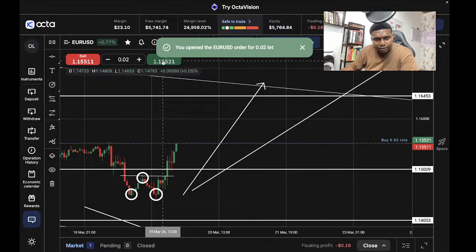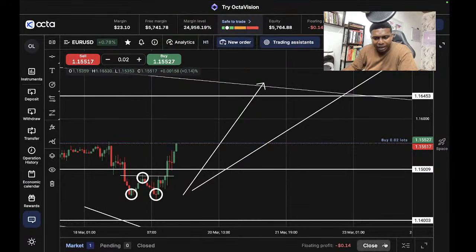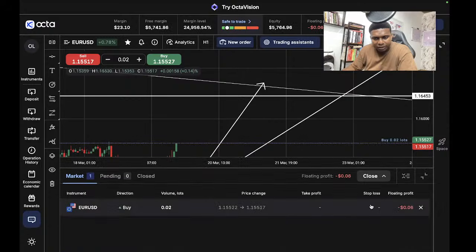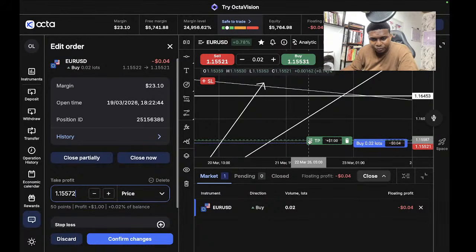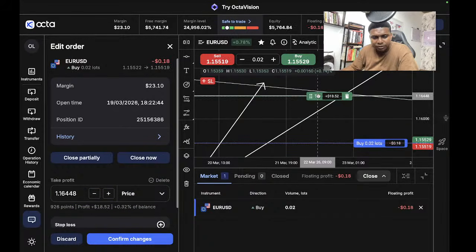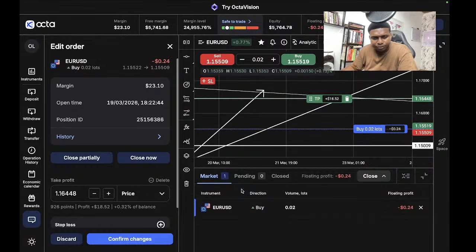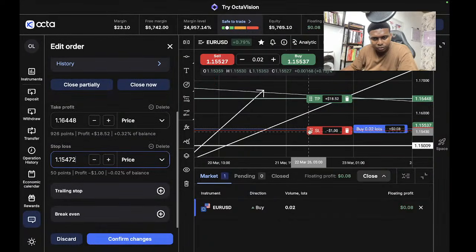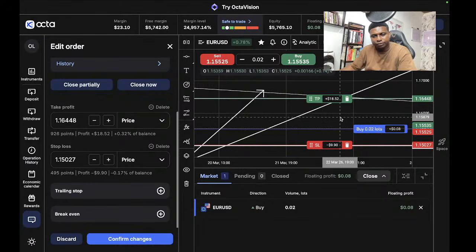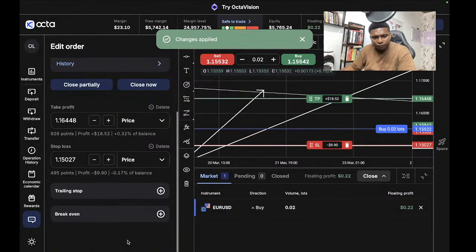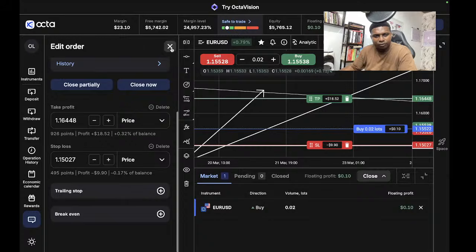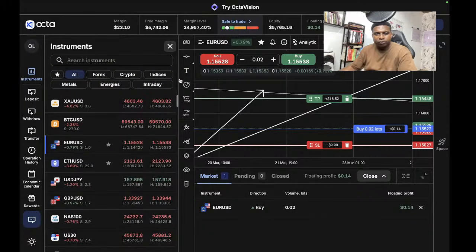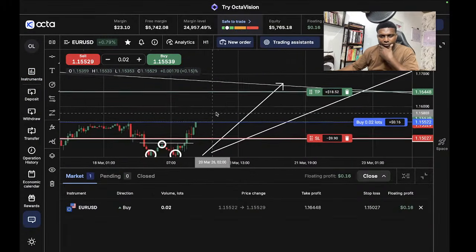I'm placing a buy. Good. Now we've placed a buy. Let's set stop loss and take profit. So my take profit would be here, and my stop loss would be here. Okay, confirm changes, that's all, and we are good. All right, can you see now that we are good?